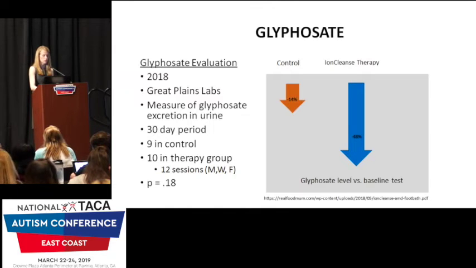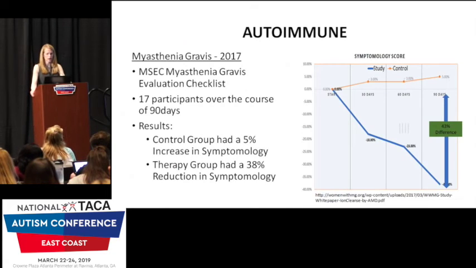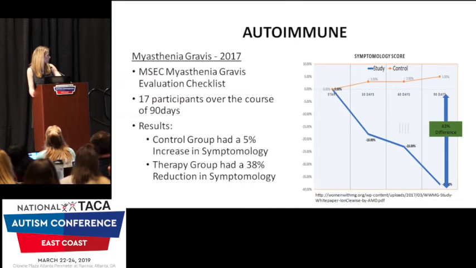Here we look at the autoimmune component of a myasthenia gravis case, and essentially there were 17 participants over a course of 90 days. They had a control group and then a therapy group. The people who were in the therapy group had a 38% reduction in their symptoms, while the control group had a 5% increase in their symptoms.